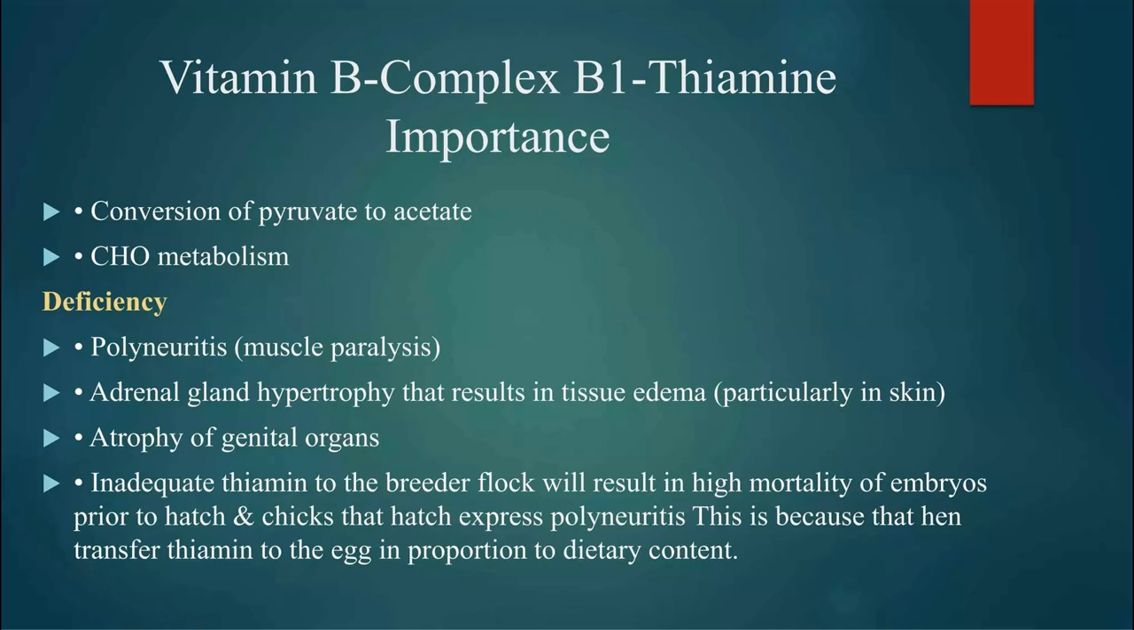Then the vitamin B complex, thiamine importance: it is also needed for carbohydrate metabolism. What happens if it is not properly given is polyneuritis, where the nerve endings are affected everywhere in the body. And sudden administration of carbohydrate will always cause vitamin B1 deficiency.